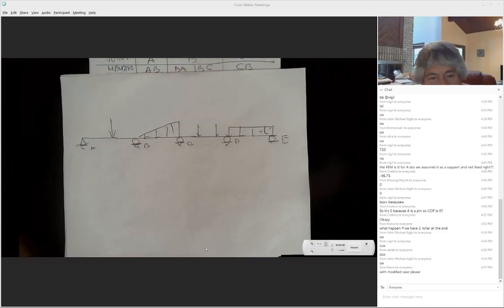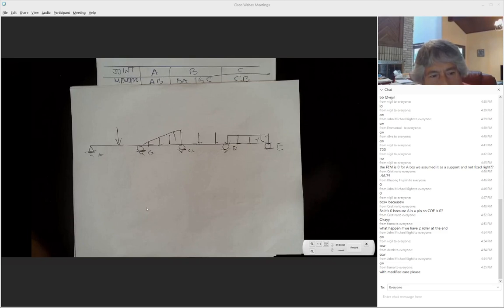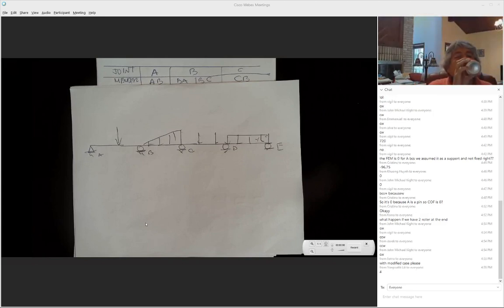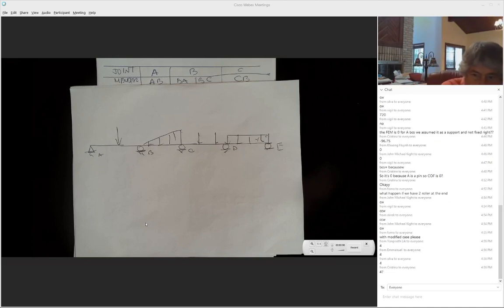We modify. Okay. Look, how many spans is this beam? How many spans do we have in here? Tell me, anybody, how many spans? This is what is called a continuous beam. How many spans do we have? Anybody? Good. 4. 1, 2, 3, 4.